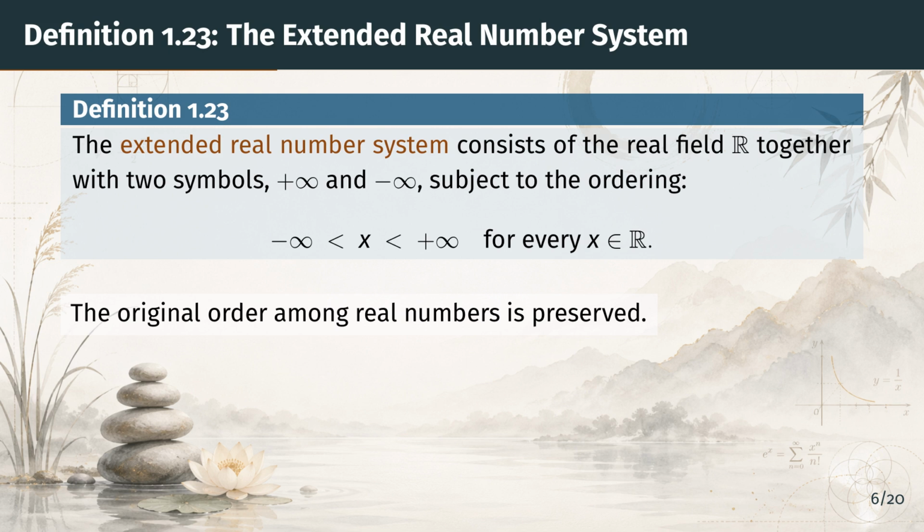Here is Definition 1.23. The extended real number system is the real field R together with two new symbols, plus infinity and minus infinity. We keep the original ordering among the real numbers exactly as before, and we declare that minus infinity is less than every real number, and every real number is less than plus infinity. So minus infinity is the smallest element, and plus infinity is the largest element in this extended system.